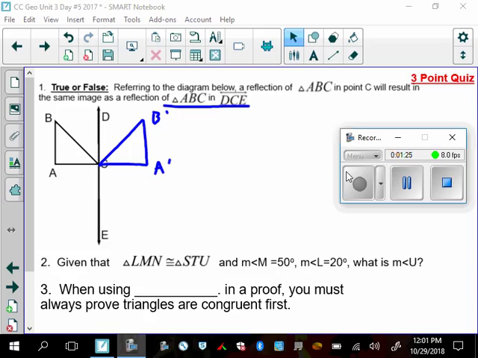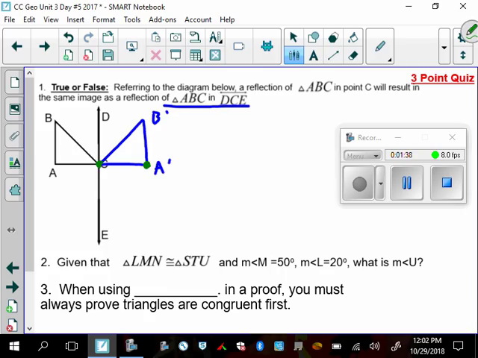All right, so in the first example, it says true or false, reflecting over a point is the same as reflecting over a line. So I've drawn the reflection over the line DCE. If I reflect over this point, okay, A would still go to A prime because it maps directly over that. But B, if I counted to here, I would have to go that same amount to right there, okay? So the answer to this is false. If I'm reflecting over a point, it's the same as a rotation of 180 degrees around that point.